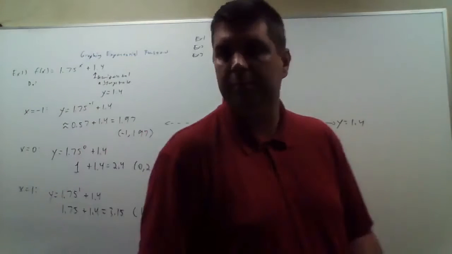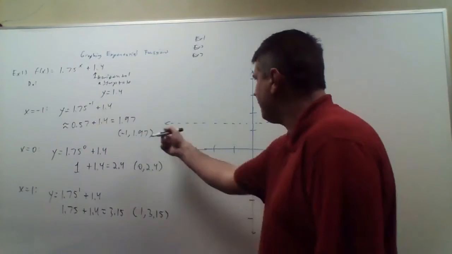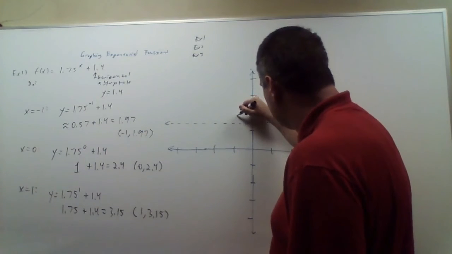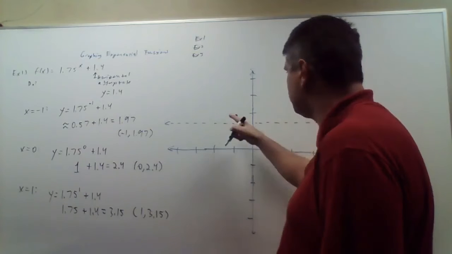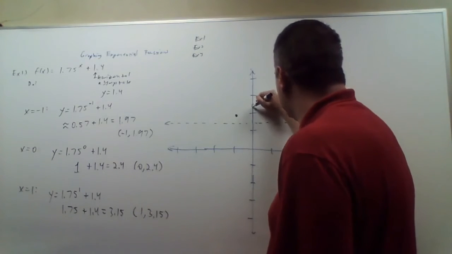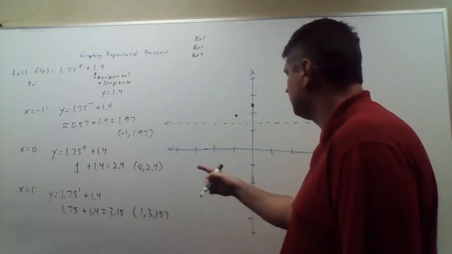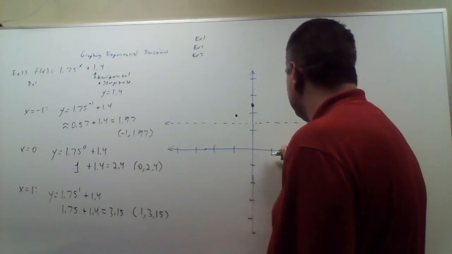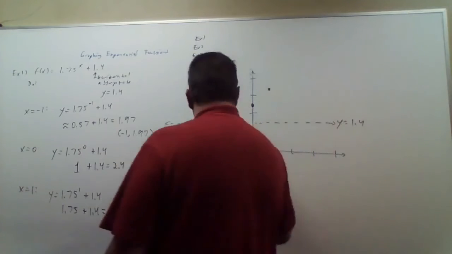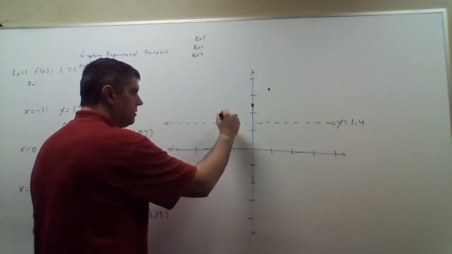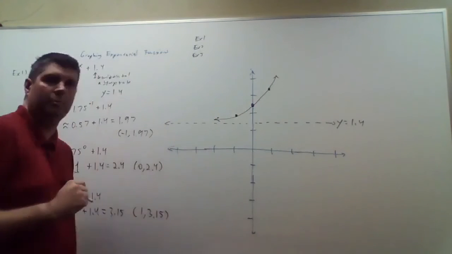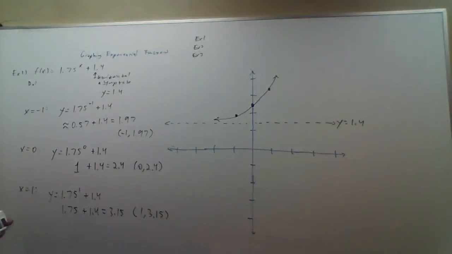Okay, so I have negative 1, almost 2, not quite 2, almost 2. 0, a little bit less than 2.5. And then 1 and 3.15. Okay, remember folks, this is going to be curve shaped. So that's 3 points and that's all you need.